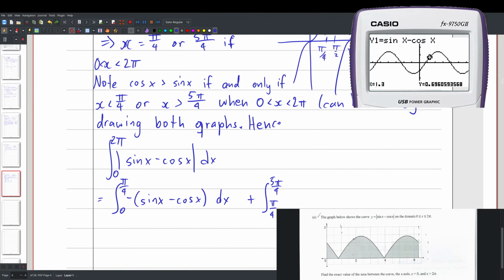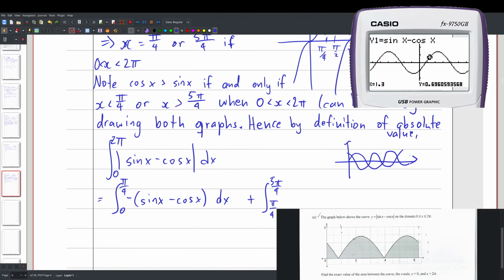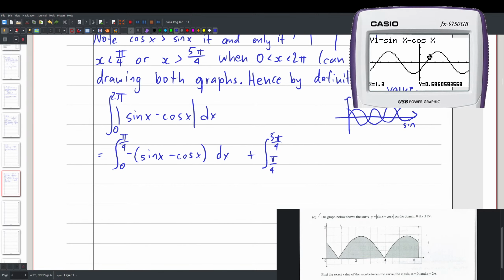Hence, by definition of absolute value, right? Because sine looks like that, and then cos looks like that. So okay, by definition of absolute value, it's like this. And then for the last part, from 5 pi on 4 to 2 pi, you just want to integrate the negative as well.